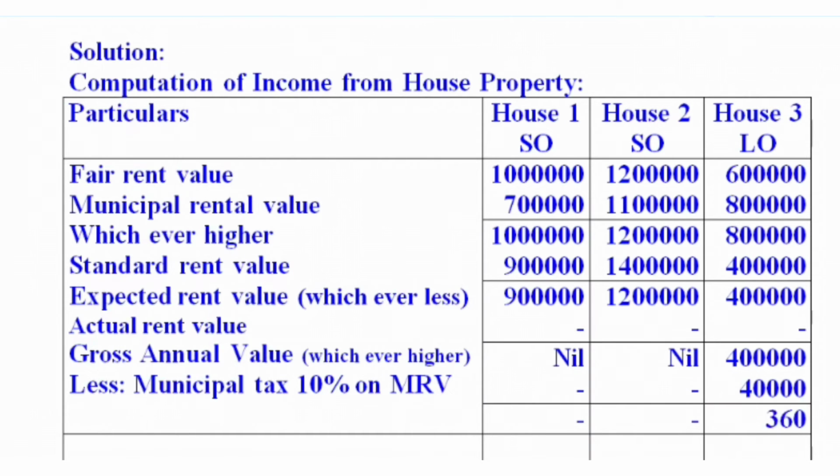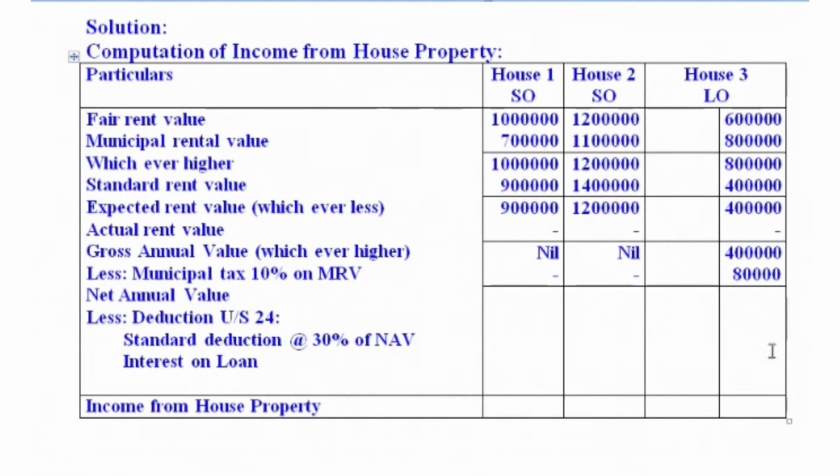On this, 10% of MRV is going to be taken as municipal tax. So 10% of MRV, that is 4 lakhs into 10%, not 4 lakhs, MRV is 8 lakhs. So on 8 lakhs, 10% is 80,000. So net annual value for house 1 is nil, for house 2 nil, and for house 3 it is 3,20,000.